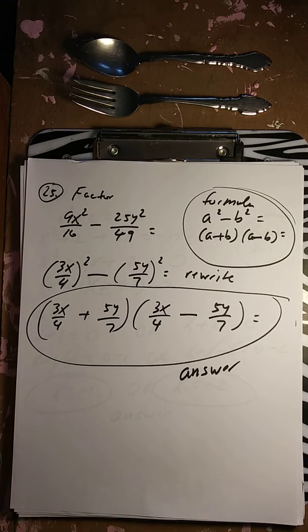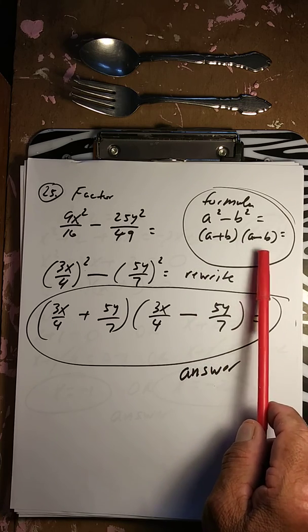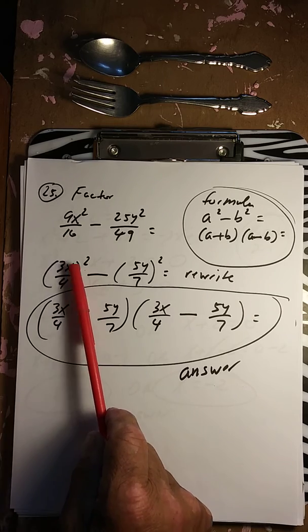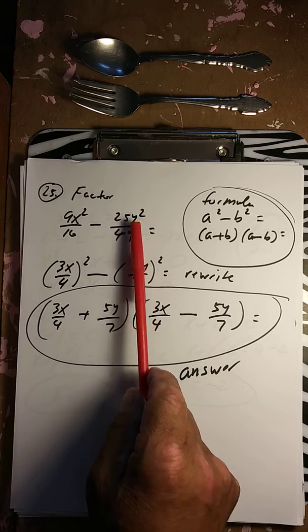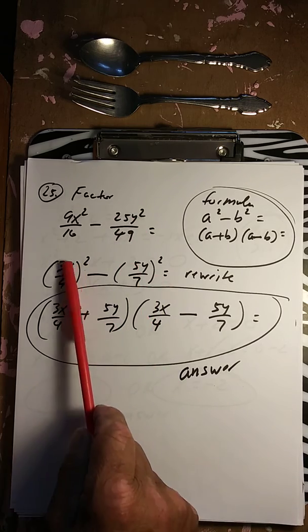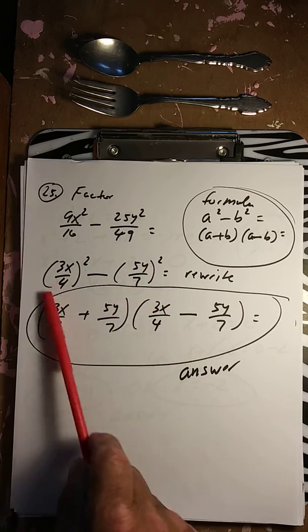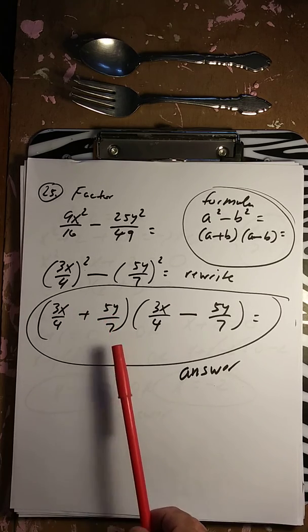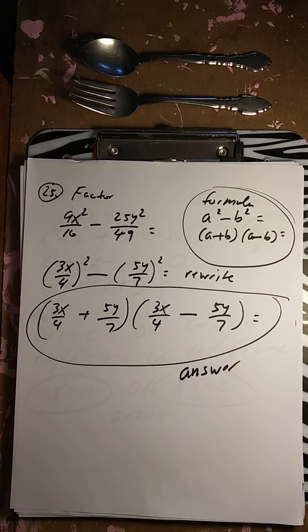Factor this. 9x squared over 16 minus 25y squared over 49. Well, a squared minus b squared, the formula says it can be a plus b, a minus b, difference of squares. So let's rewrite this. So 3x, 3 times 3 is 9, x and x is x squared, 4 times 4 is 16, 5 times 5 is 25, y times y is y squared, and 7 times 7 is 49. So we have 3x over 4 squared minus 5y over 7 squared. So there's set up like the formula. So now we have the difference of squares, 3x over 4 plus 5y over 7, and 3x over 4 minus 5y over 7.